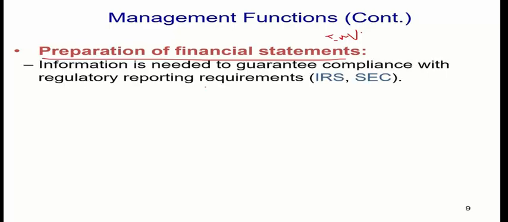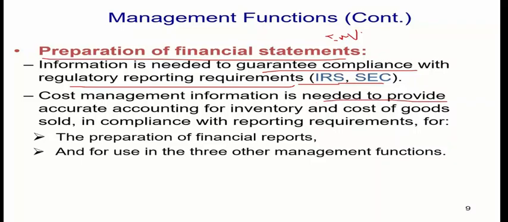And the fourth function is preparing financial statements. Now, you might be saying this is the role of financial accounting, not management accounting, but we still need management information because, for example, pricing inventory is a function of management accounting. We need to know how much something is costing us. So information is needed to guarantee compliance with regulatory and reporting agencies such as the IRS and the SEC, because cost management is needed for inventory, to price something, and cost of goods sold. We're going to see inventory and cost of goods sold.